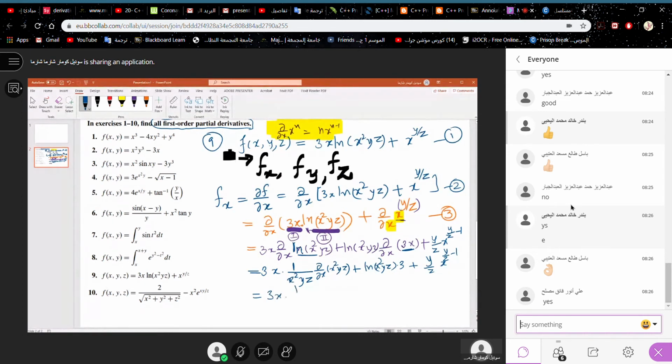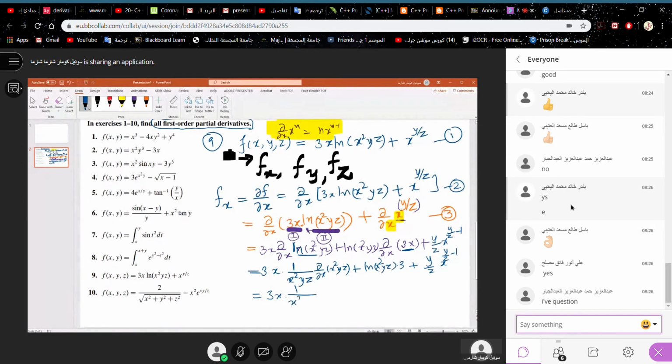Good, very good. So this is 3x into 1 upon x square yz into 2xyz plus 3 ln(x square yz) plus y upon z x to the power y upon z minus 1. So you can see this is how much?